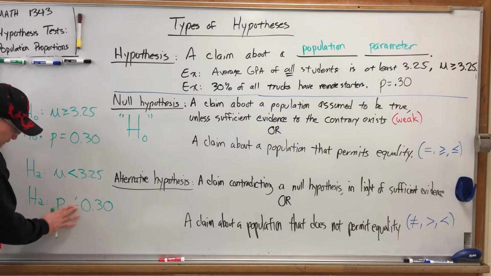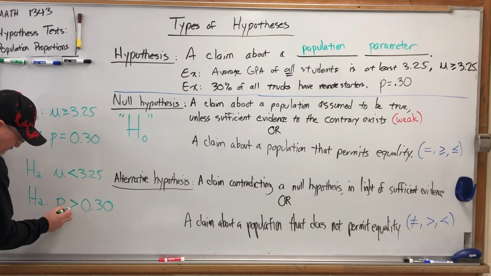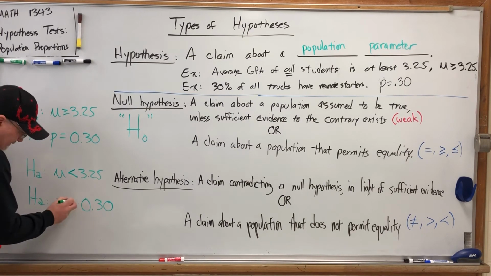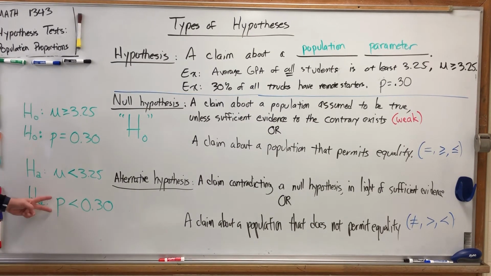But what about this one? That would actually be a valid alternative hypothesis to this null hypothesis, because if P is 30%, then this has to be false. And if P is greater than 30%, then this has to be false. And similarly, less than would also be a valid alternative hypothesis for this null hypothesis. Again, because if one is true, it forces the other one to be false.